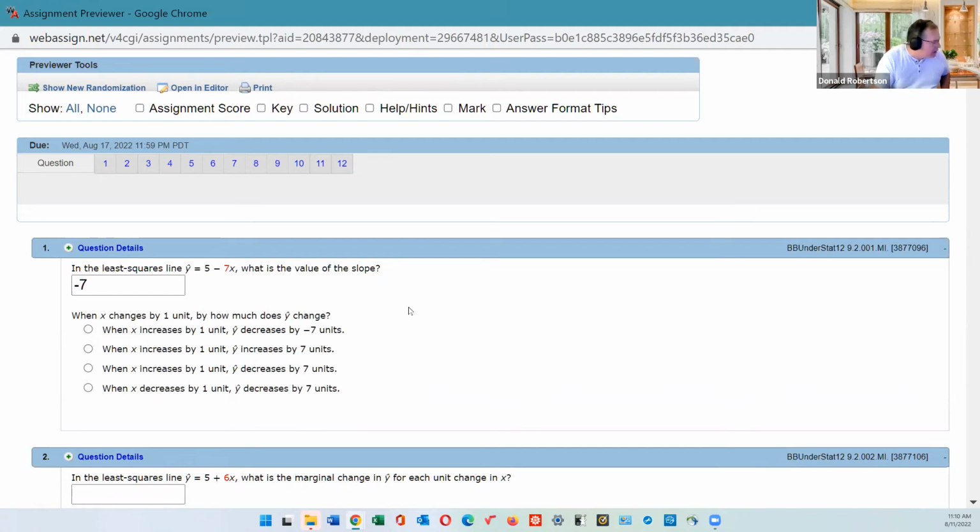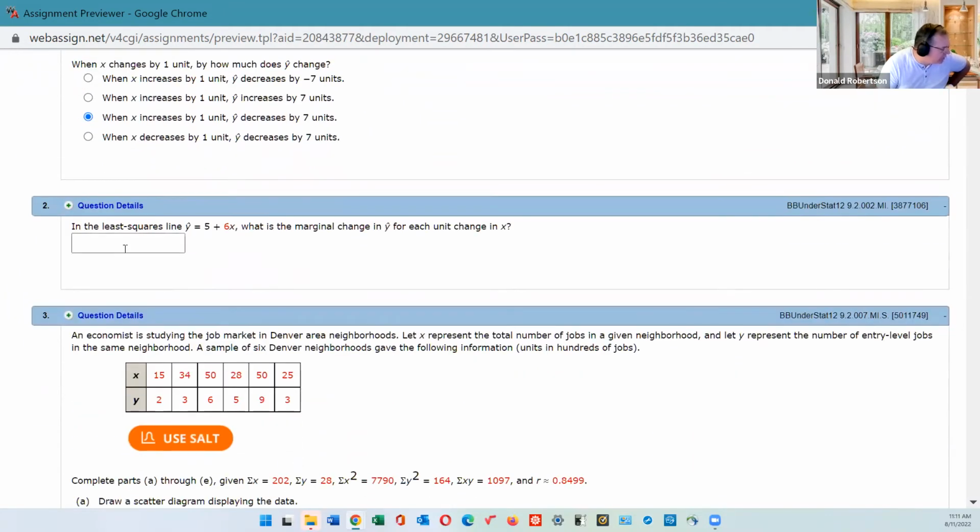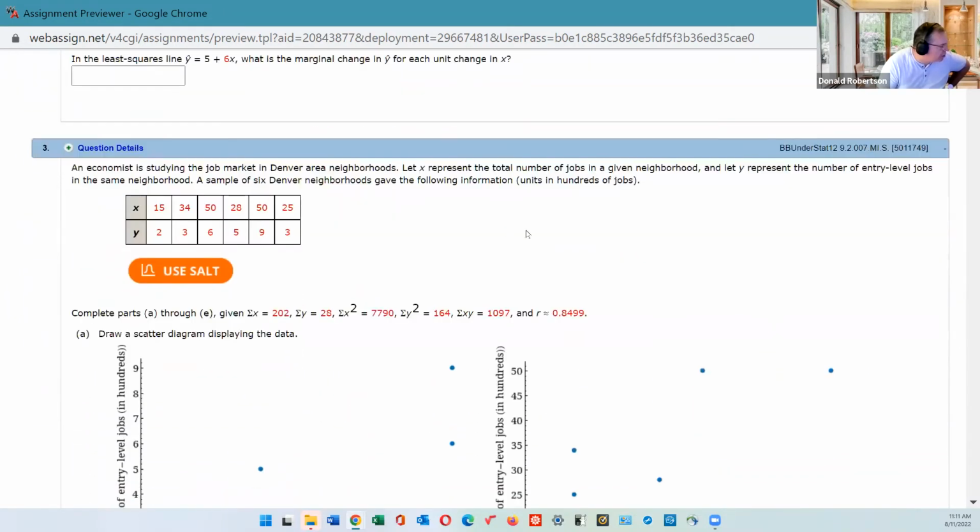Now, when x changes by 1 unit, how much does the predicted y change? Since the slope is -7, shouldn't that mean it decreases by 7? So when x increases by 1, the predicted y decreases by 7, and there's your answer. Does that seem reasonable? Yep. That's how they're going to ask you those kinds of questions. Question 2 is pretty much the same question, so we'll just get by that.